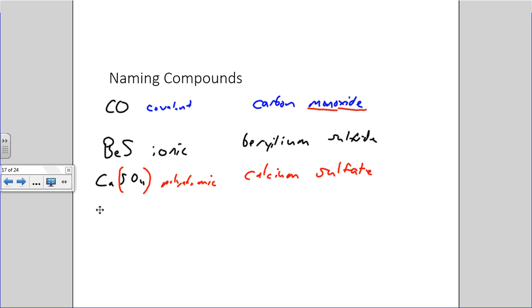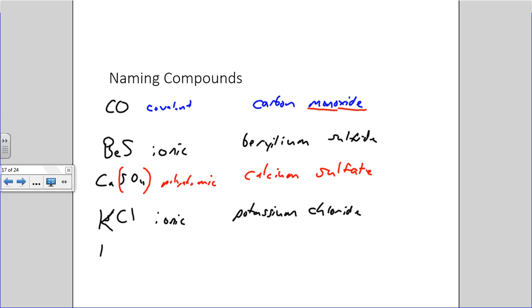Next, KCl. So KCl, K, potassium, metal, Cl, non-metal, metal and non-metal. It's ionic. Once again, you say the first one, so potassium. And then the second one, chlorine becomes chloride.